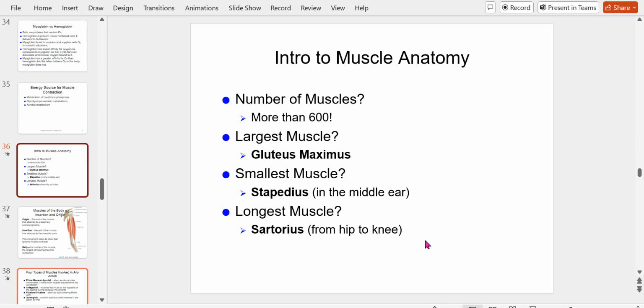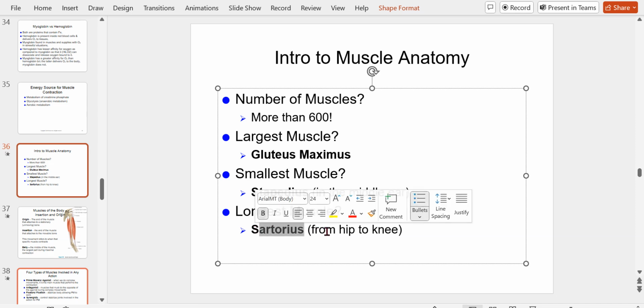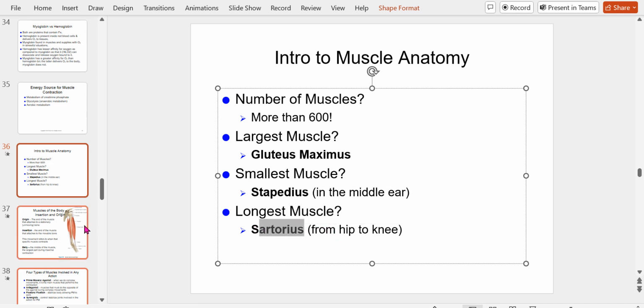Welcome to the macro muscle anatomy. Number of muscles, over 600. Largest, there's the bum, gluteus maximus. Smallest muscle, stapedius, in the middle of the ear. Longest muscle, sartorius, goes from the hip to the knee.